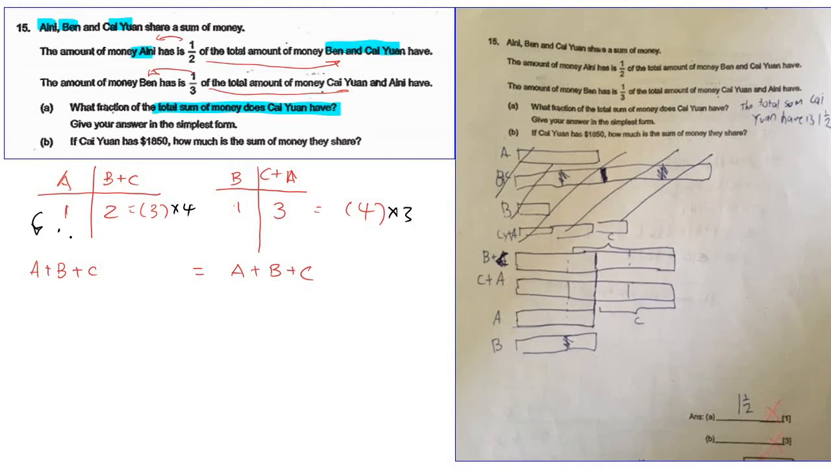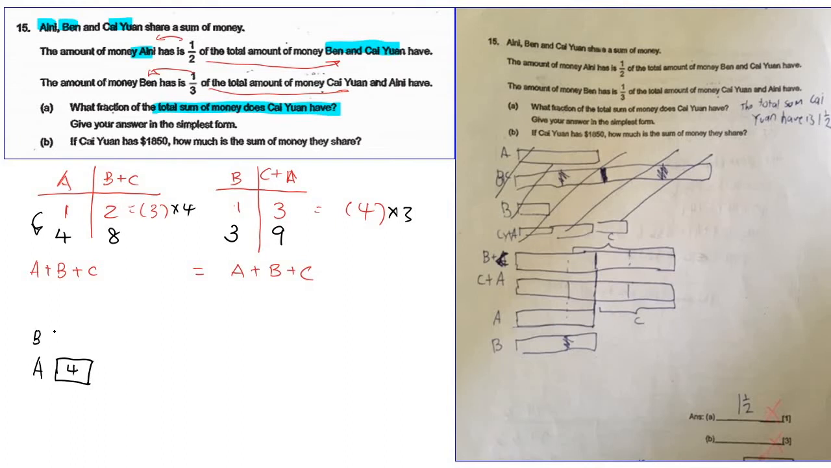I times 4, here becomes 4. I times 4, here becomes 8. Here I times 3, here becomes 3. And here becomes 9. Okay? Then I can combine these two together to give me a clearer picture. Like how I can draw? I can draw A, which in this case is 4.